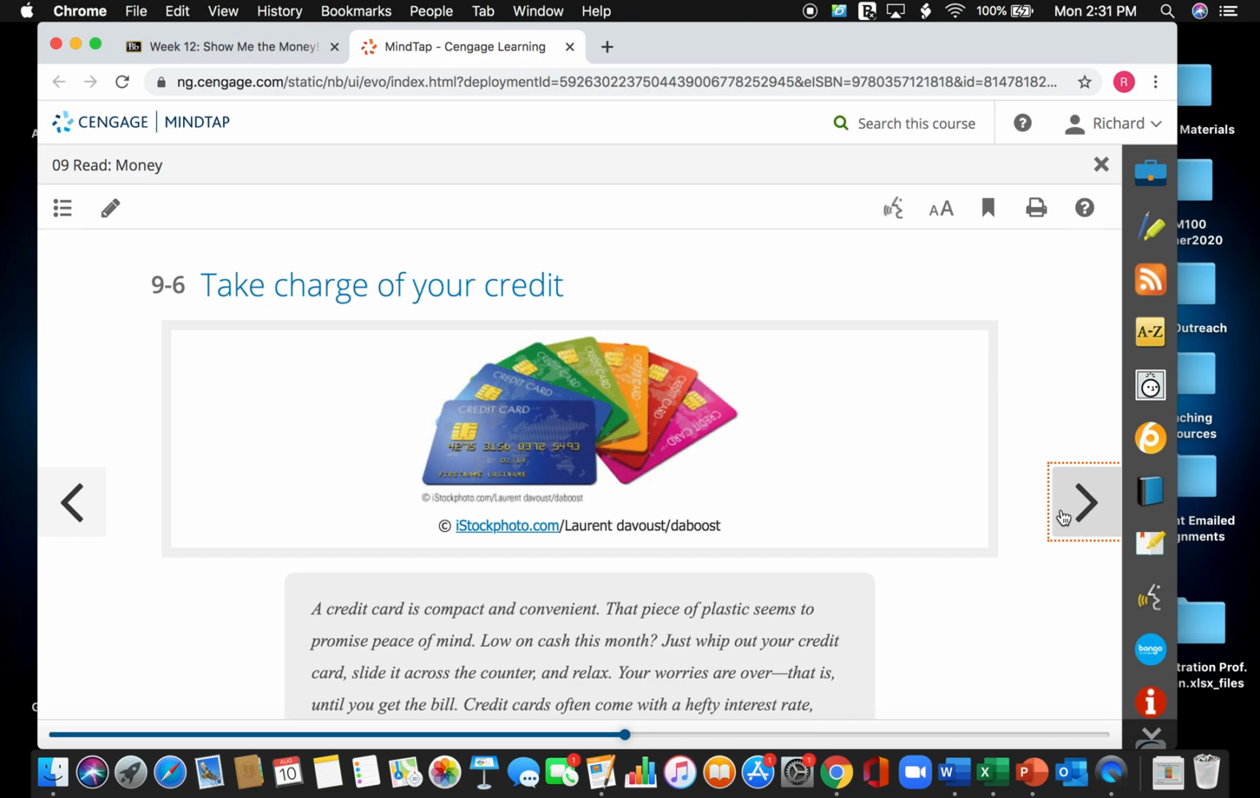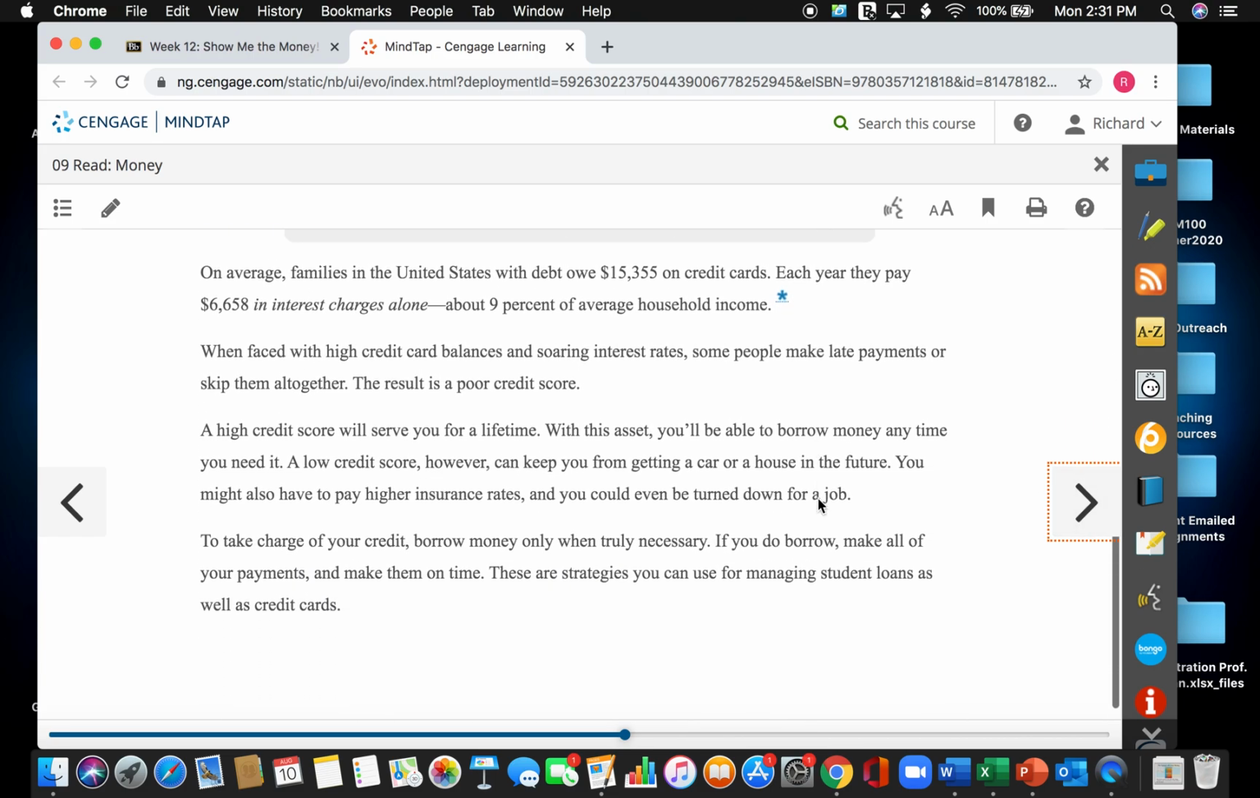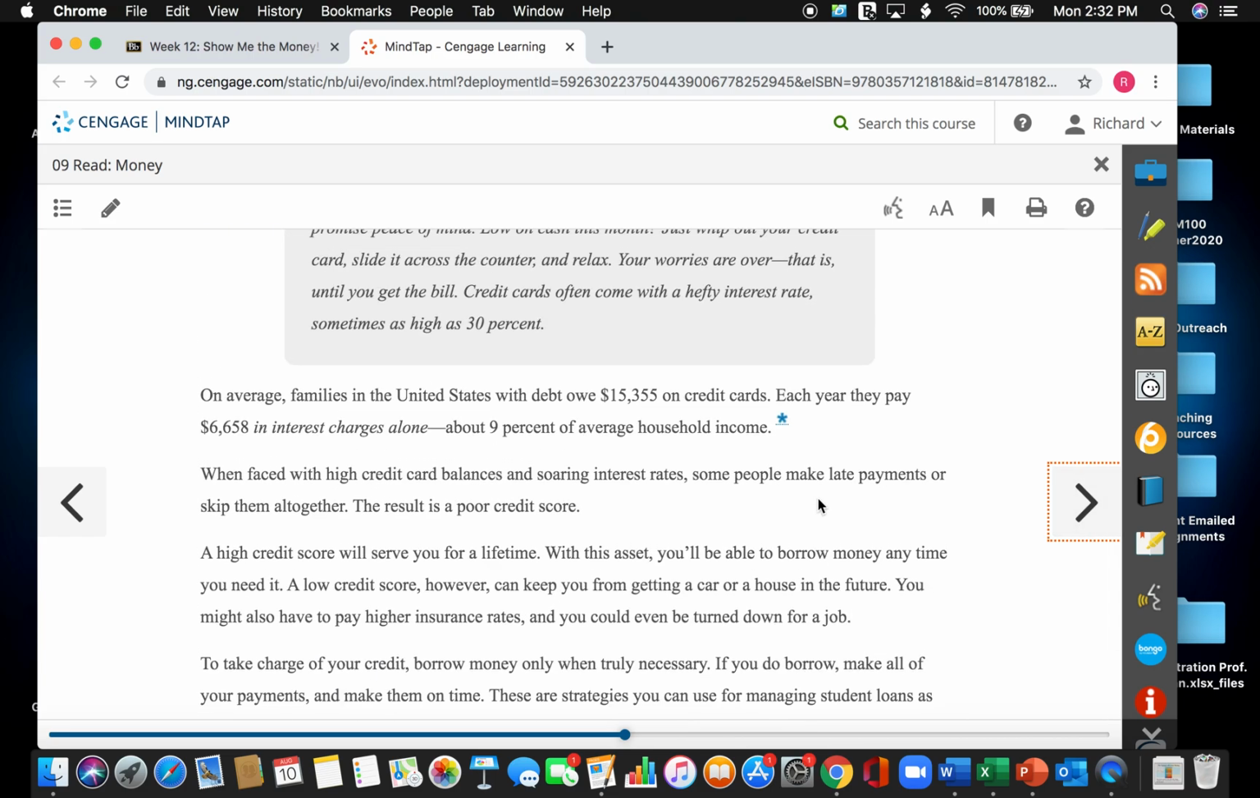So take charge of your credit. On average, families in the United States with debt owe $15,355 on their credit cards. Each year, they pay $6,658 in interest charges alone, about 9% of the average household income. That $6,658 is not even the money that you used. This is interest charges.